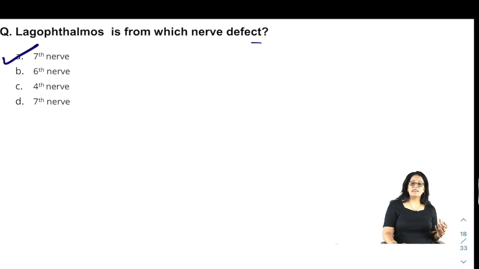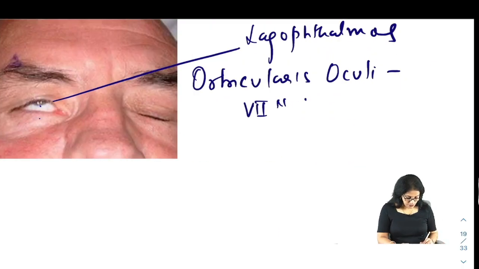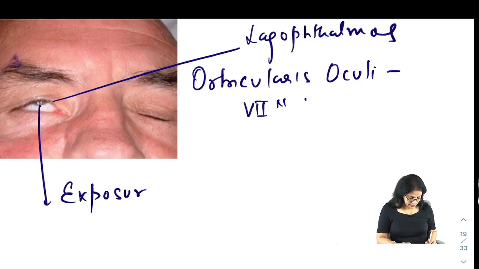And what is the main risk if the eye is not able to close? It will lead to corneal keratopathy, which is called exposure keratopathy, right? So corneal pathology, that is exposure keratopathy.